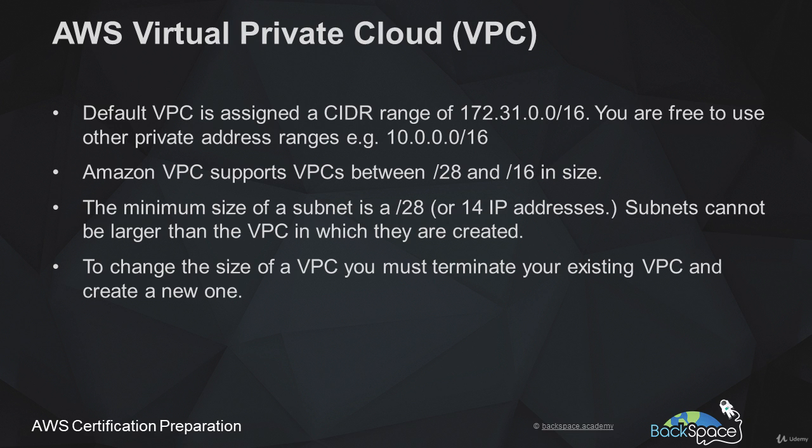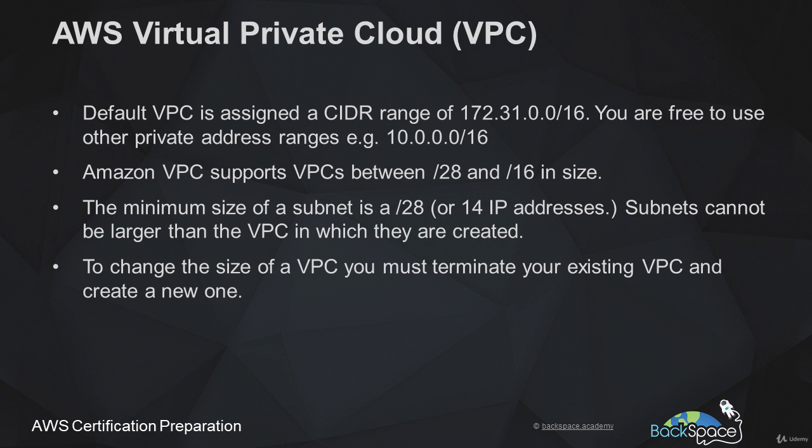Amazon VPC supports VPC ranges between /28, which is very small, up to /16. The minimum size of a subnet is /28, or 14 IP addresses. And subnets, for obvious reasons, cannot be larger than the VPC in which they are created. It just wouldn't make sense if that was the case. If you want to change the size of a VPC, it's not possible after it's been created. So you must terminate your existing VPC and then create a new one.